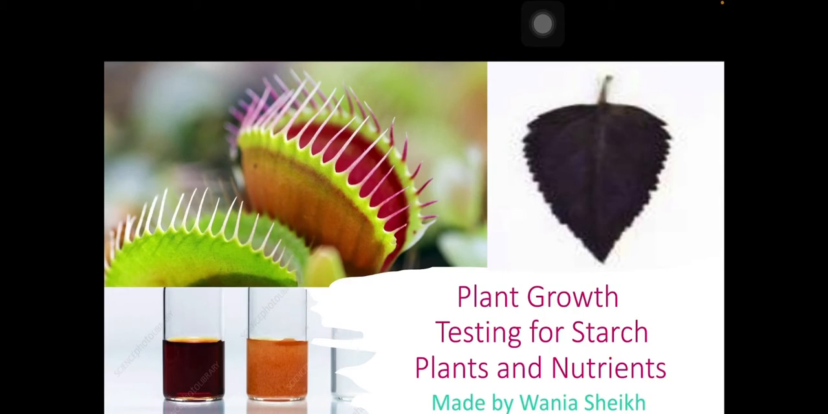So let's get started. Today we are learning about testing for starch in plants and nutrients. It's made by me, Vanya. So we can discuss the pictures. The first picture is about the Venus flytrap. That is a plant. It is a carnivorous plant. You will learn what carnivorous plants are too. The second picture is a black leaf, and the third picture is a solution which is called an iodine solution. Okay, let's go to the next slide.